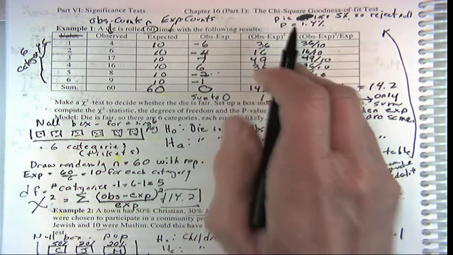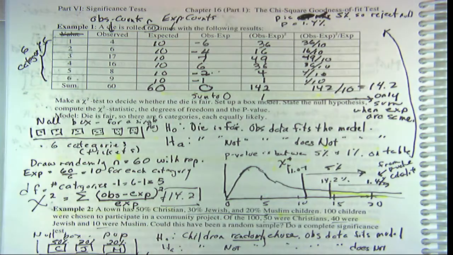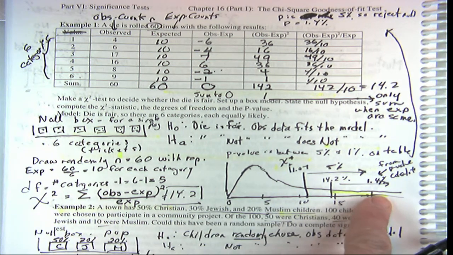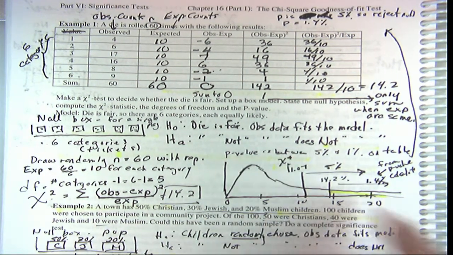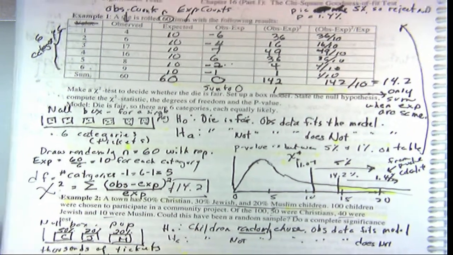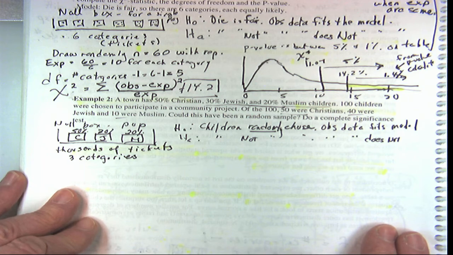Sorry about that. P is less. So we reject the null. It's way out here. So we're going to say, looks like the alternative is true. It's just so unlikely. That's what we say. All right, now let's go back to this one. Does everybody understand that?